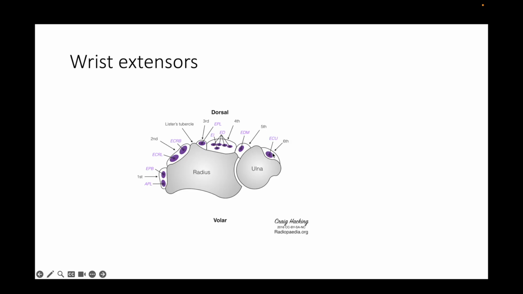And then extensor carpi ulnaris is towards the ulna, and so that's relatively easy to remember. The fourth compartment, with all the extensor tendons towards the fingers, is the extensor digitorum tendons, and that's relatively easy to remember. But then the trickier ones would be your extensor pollicis longus, which is just on the ulnar side of the Lister's tubercle, and then your extensor digiti minimi, which is between the fourth and the sixth extensor tendons.